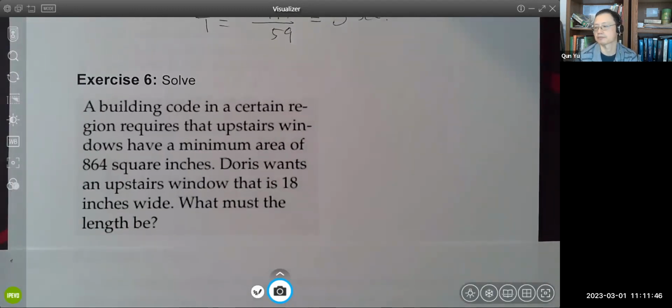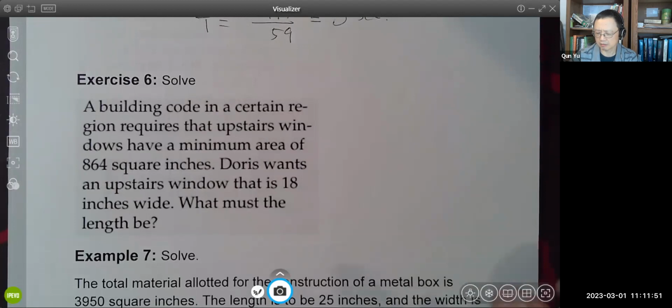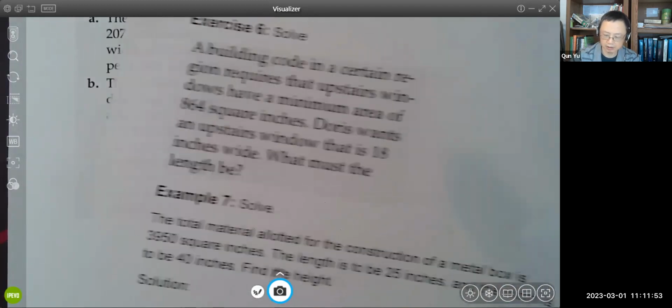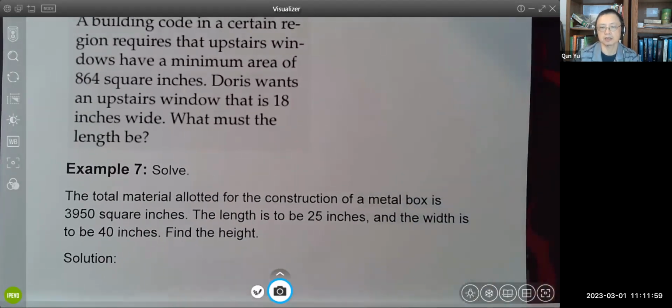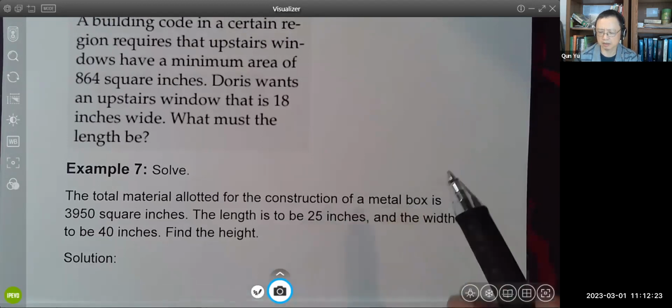You get this exercise question here. Very similar. And we got another one. Let's read it first. The total material allotted for the construction of a metal box is 3,950 square inches. The length is to be 25 inches and the width 40 inches. Find the height. Now, pay attention to the description, not just numbers.